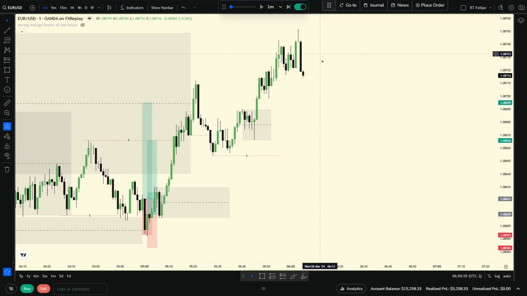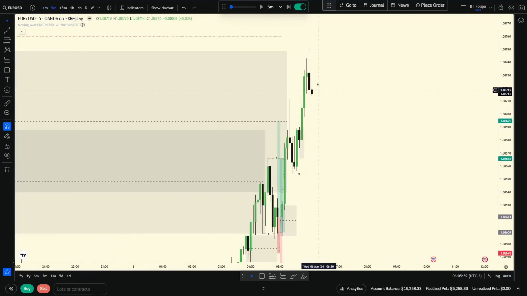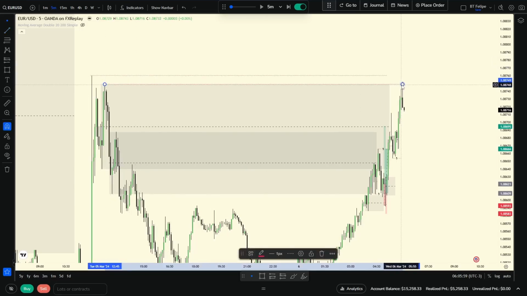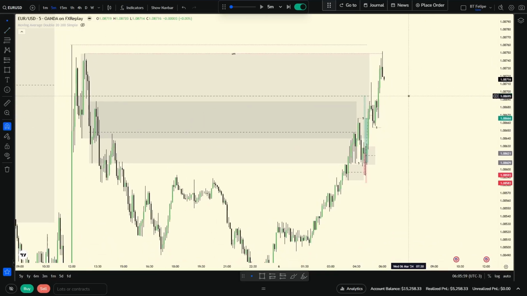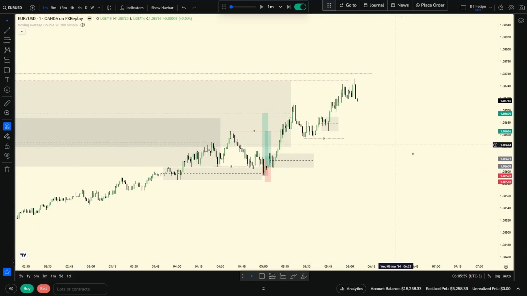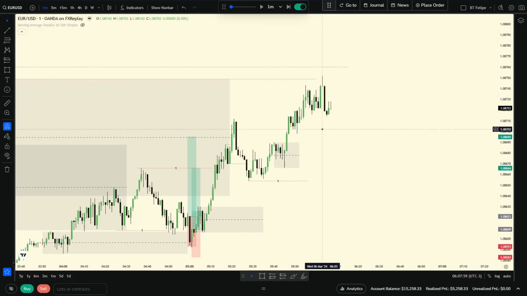Okay, didn't give anything here. It took the less liquidity. Maybe there's going to be a huge drop, let's see. But the main liquidity is this one, the one above. Maybe this is just a reaction to give another entry.